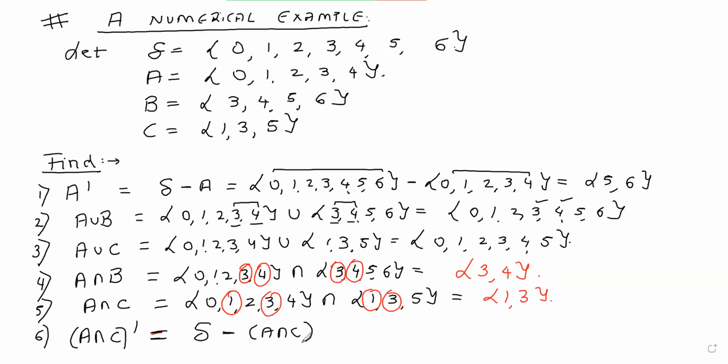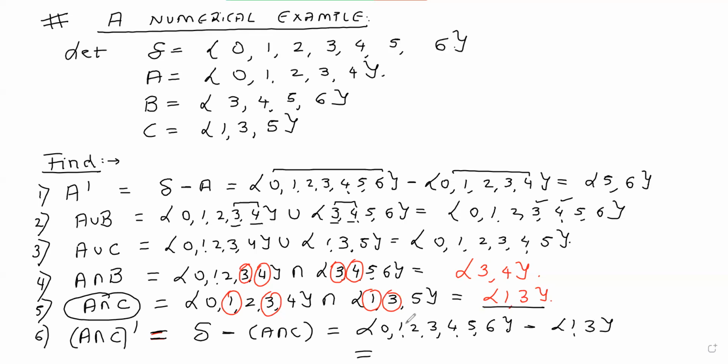It contains all possible elements. Now delta is 0, 1, 2, 3, 4, 5, 6. A intersection C, from the previous part, I've already calculated, which came out as 1, 3. Now from this, if I subtract 1 and 3, what do I get? 0, 2, 4, 5, 6. This is A intersection C complement.